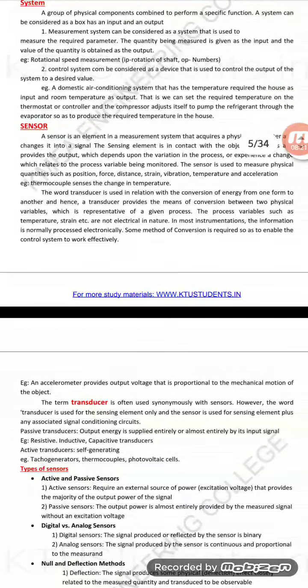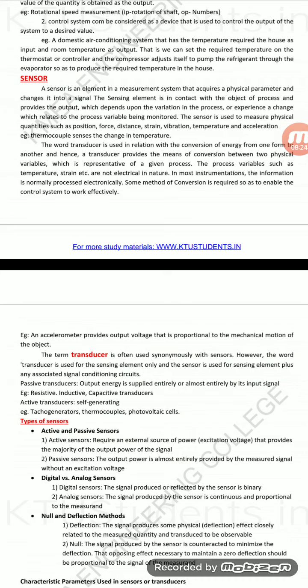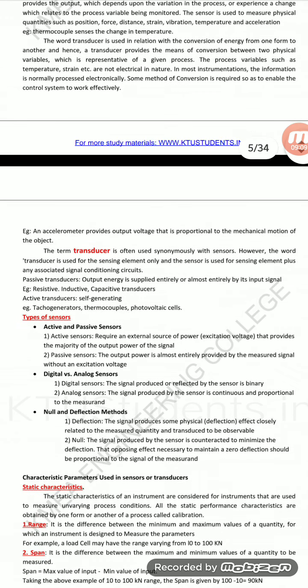Next, go for sensors. These sensors measure physical parameters and change them into signals through a sensing element in contact with the object or process, and provide an output which depends upon the variations in the process. That means a sensor is an input device, not an output device. When we detect an object, we can automatically control some output device. That is called a sensor. There are a number of sensors, and after the lockdown we will explain each and everything, with a whole class continued just for sensors.